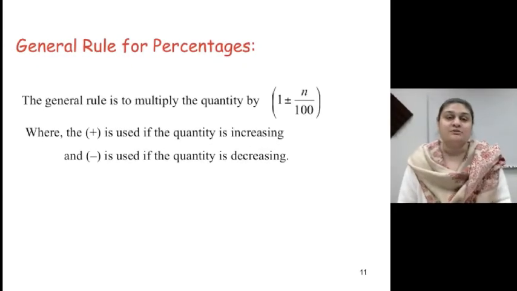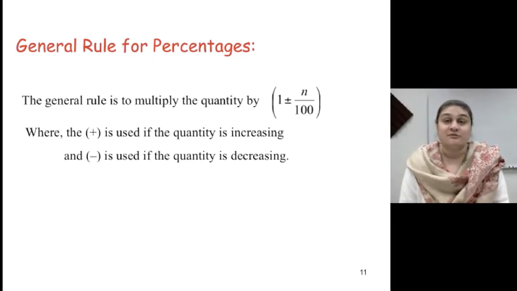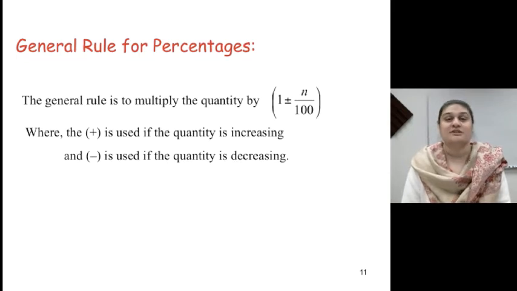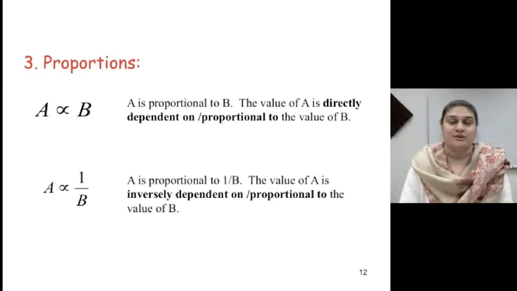So the general rule for percentages is that if you want to find a percent of anything, you multiply whatever quantity you are given by 1 plus or minus n over 100. That means plus if the quantity is increasing and you're actually getting a profit, or minus if the quantity is decreasing. The third very important thing that we need to talk about today is proportions.